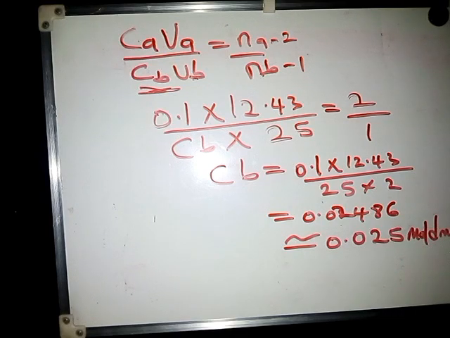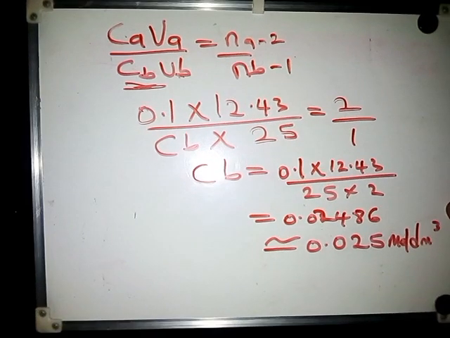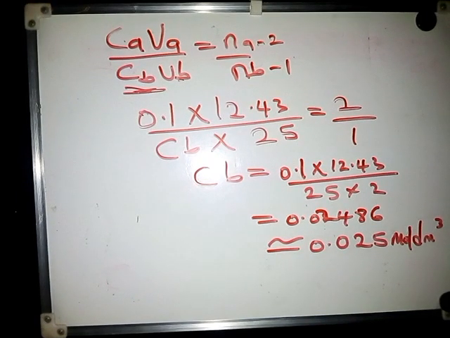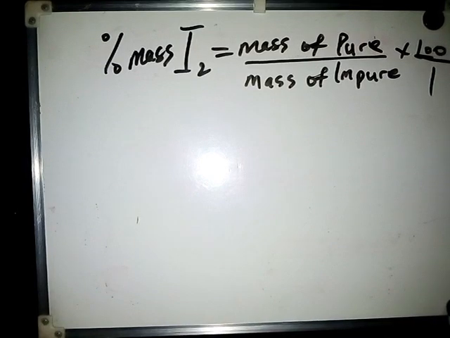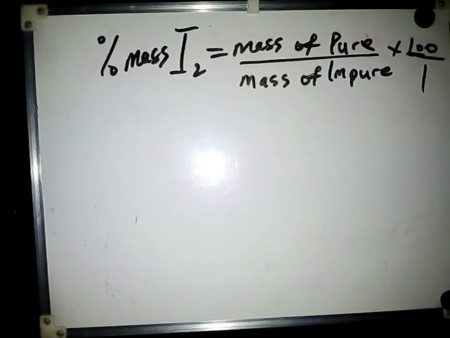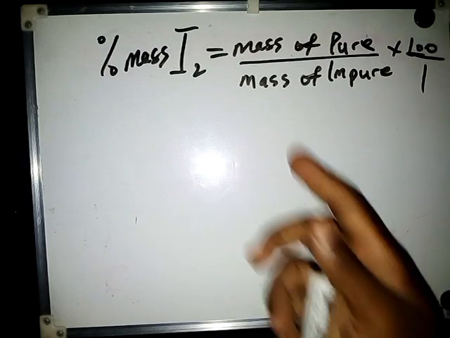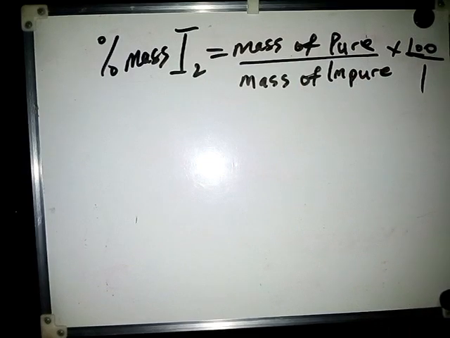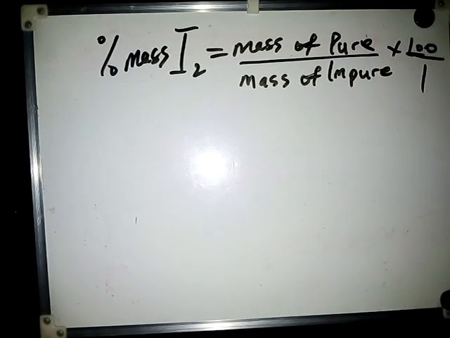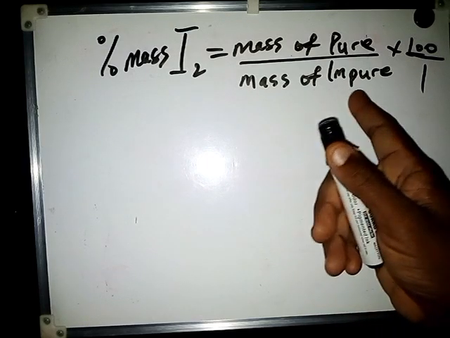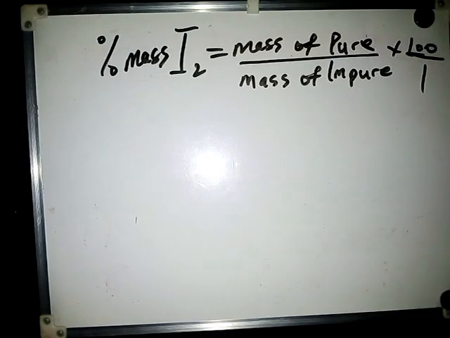So the third question is, they say calculate the percentage by mass of iodine in the sample. Percentage by mass of iodine in the sample is what we are calculating next. So to calculate the percentage by mass of iodine in the sample, we are using mass of pure over mass of impure times 100 over 1. This mass of pure, I'm actually referring to the mass concentration of the iodine. Remember, we were given the mass concentration of impure iodine in the question to be, if you check your question back, 9.0 gram per dm cube. That is what we were given from our question.